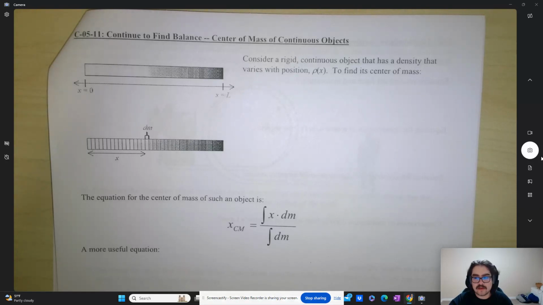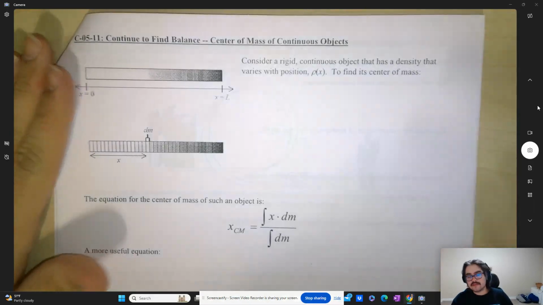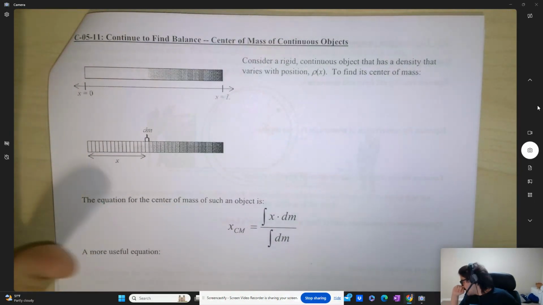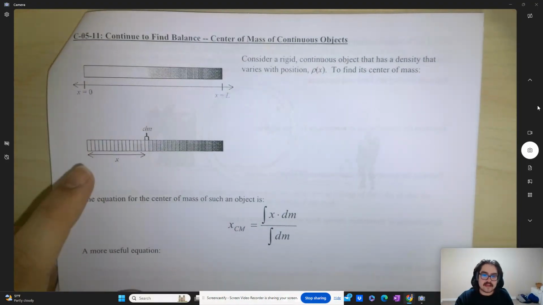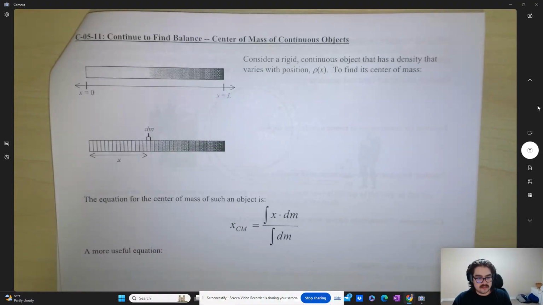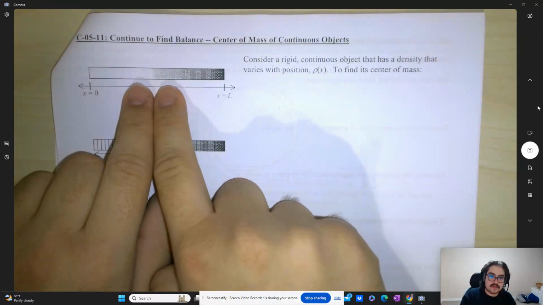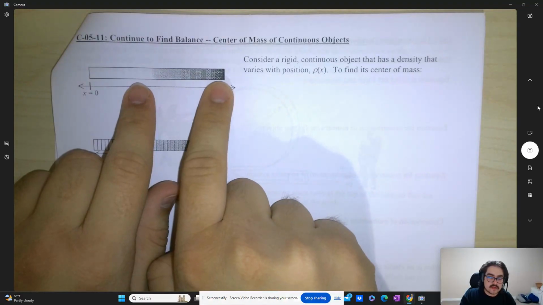All right, the last thing we have to talk about is continuous objects. When we say continuous object, it's like maybe a bar or a rod or something. But let's suppose that this rod does not have a uniform density. That means that, for example, here the rod gets more dense as it goes.